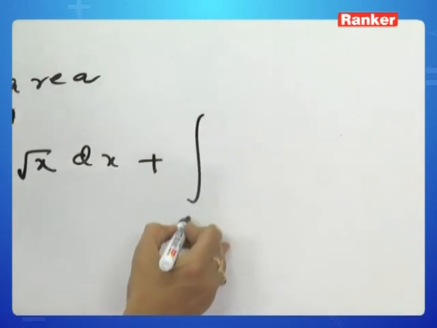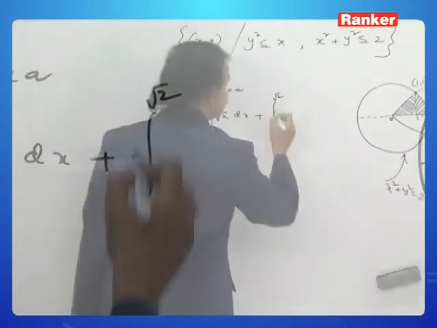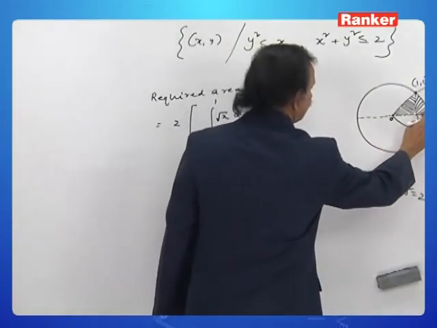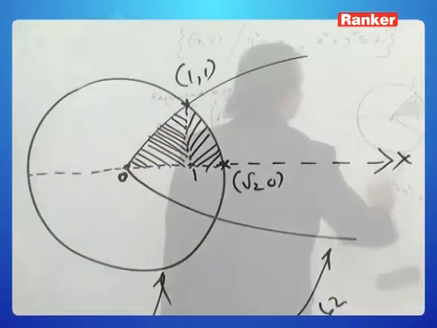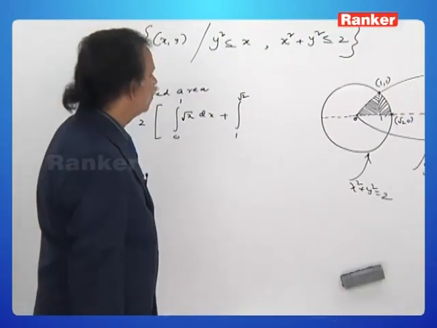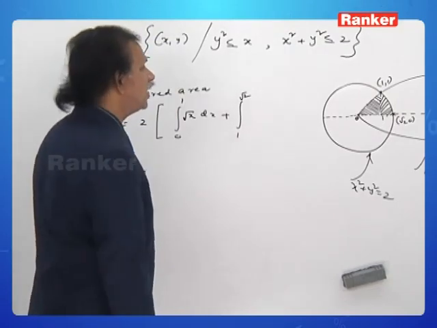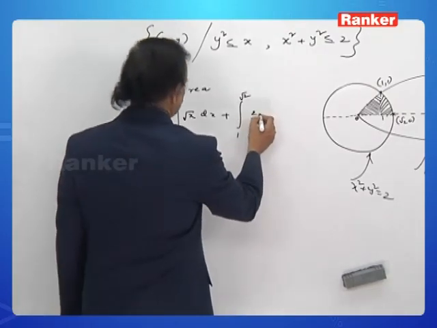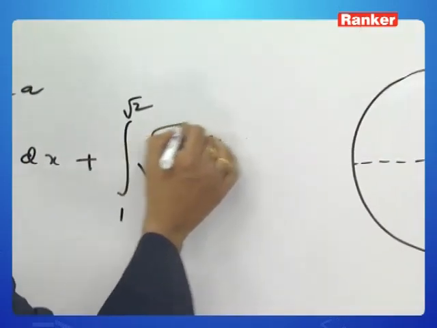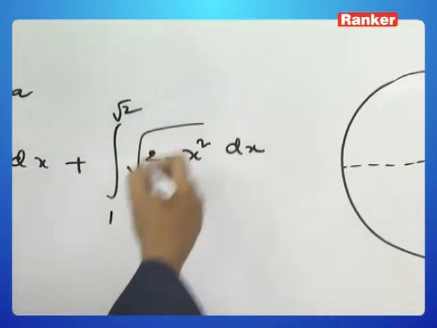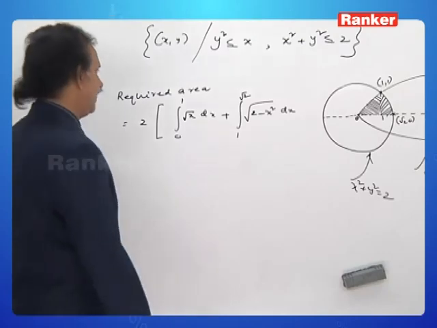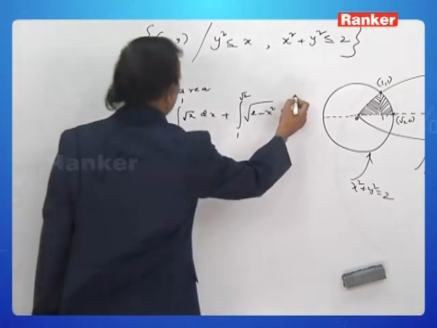Plus, now 1 to root 2. From 1 up to root 2 we move under the curve. What is that curve? Circle. What is the equation of the circle? x square plus y square is equal to 2. So y square is equal to 2 minus x square. But my dear friend, we should have only y, isn't it? Root of 2 minus x square. So what is the total answer?